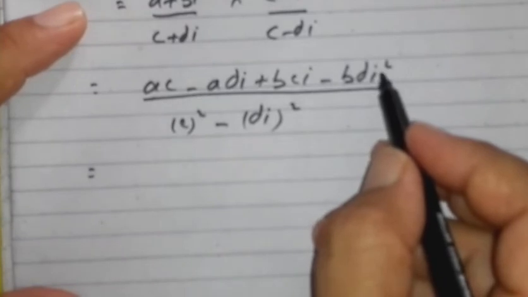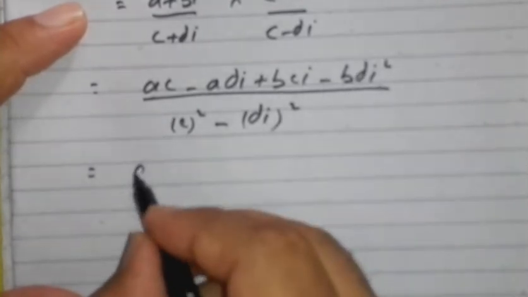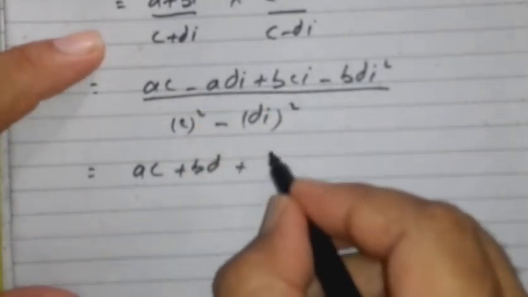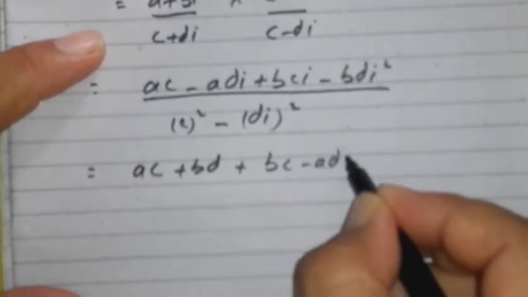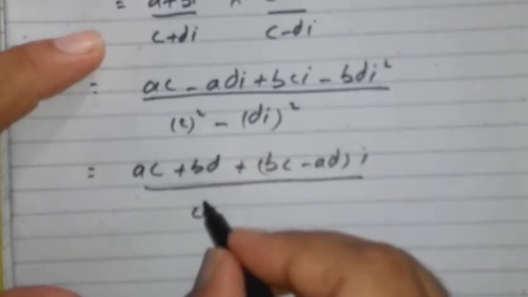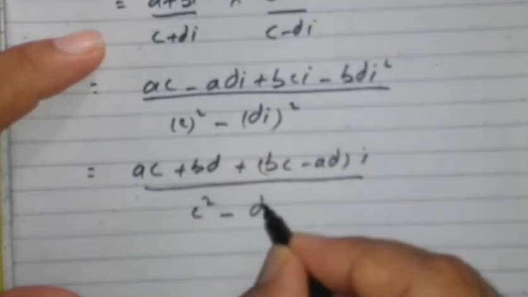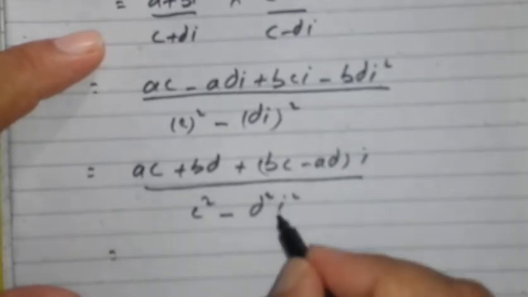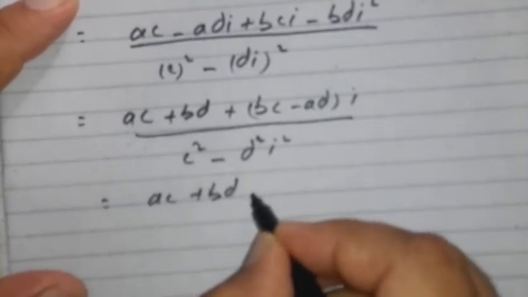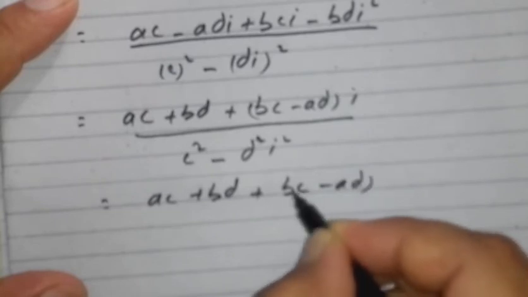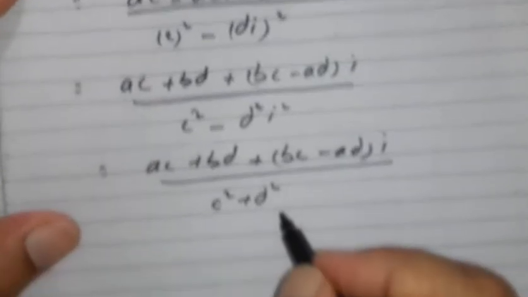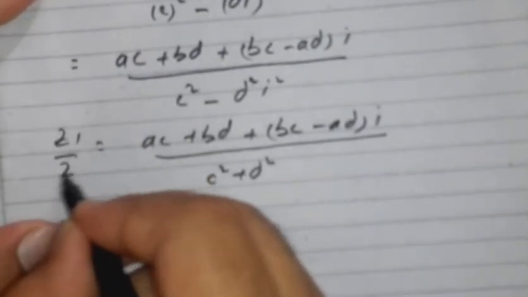Iota square value is minus 1, so minus into minus plus, so we can write ac plus bd, and here bc minus ad, and take the iota common, and here in the denominator we get c square minus d square iota square. Iota square value is minus 1, so minus into minus plus, so (ac plus bd) plus (bc minus ad) iota divided by c square plus d square. This is z1 divided by z2.